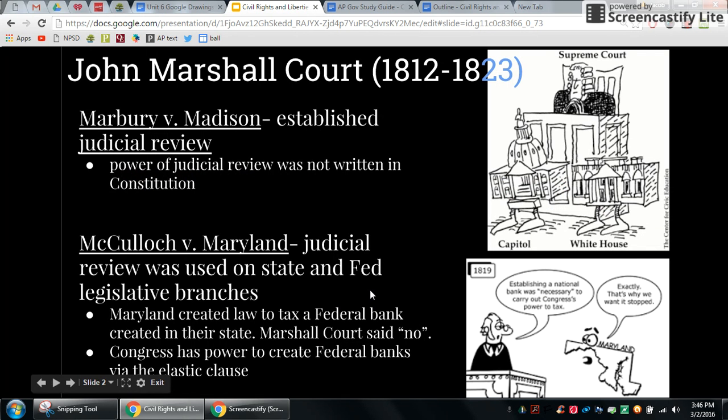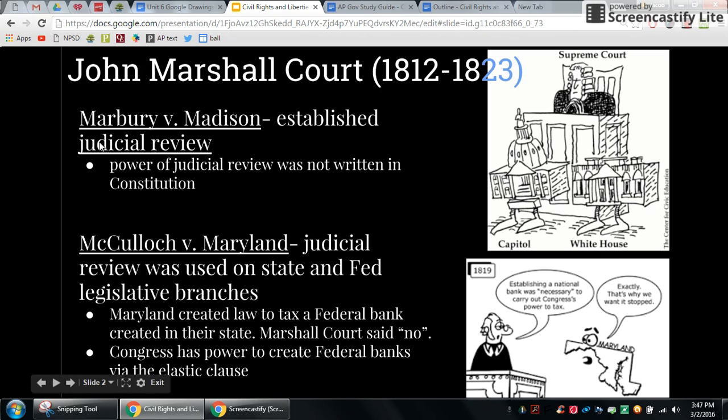First slide, another slide that I did not include on the slide handout is this one right here. I didn't include it because you've heard of these before. You should know them very well. But just in case you didn't, I thought I would throw them in. Marbury v. Madison and McCulloch v. Maryland. You can read the details here.